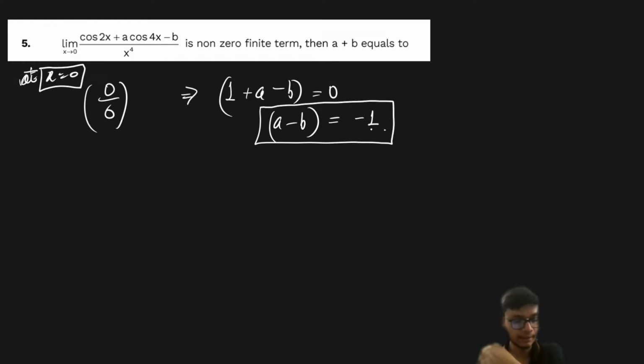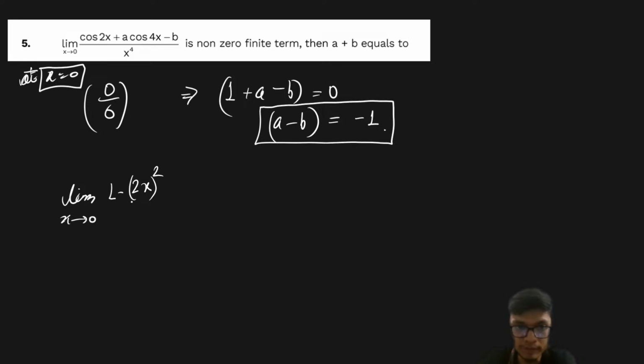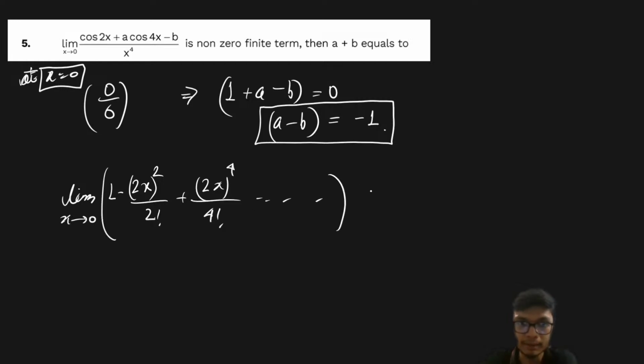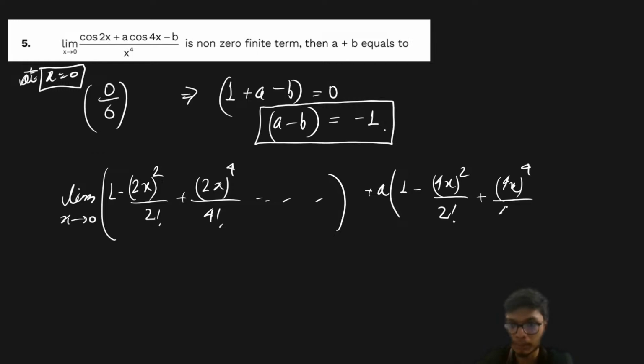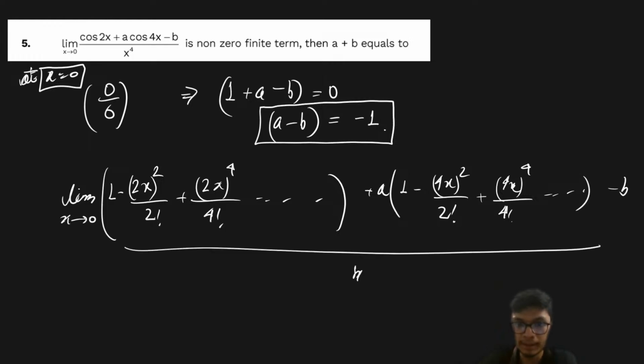Is this part clear? Now the next thing I'm going to check is to use the expansions. Let us use the expansion of cos x and try to understand the result. So the expansion of cos 2x is 1 minus (2x) square by 2 factorial plus (2x) to the power 4 by 4 factorial and so on, plus a times of 1 minus (4x) whole square by 2 factorial plus (4x) whole to the power 4 by 4 factorial and so on, minus b, whole divided by x to the power 4.